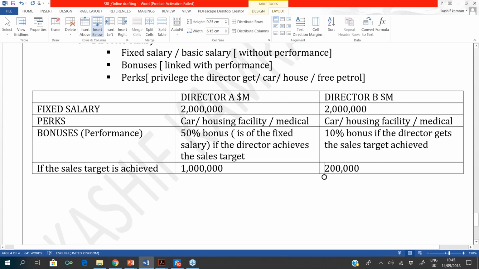Which director will be more enthusiastic in achieving the targets? Give me your response. Director A or Director B? The Director A, right? Why will Director A be more enthusiastic in achieving the targets? Because he's getting good bonuses, right? At least half the salary should comprise of the bonuses, should comprise of performance.